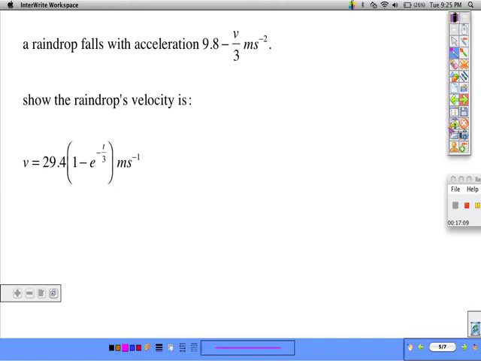And the last example that we have to look at here is a falling raindrop that has an acceleration of 9.8 minus v divided by 3 meters per second squared. We want to show that the raindrop's velocity is given by this equation, and then we're going to look at what the terminal velocity of this raindrop is. That is the fastest that it will ever go. So if we know this is the acceleration, we're trying to get to velocity. That means that dv/dt is equal to this.